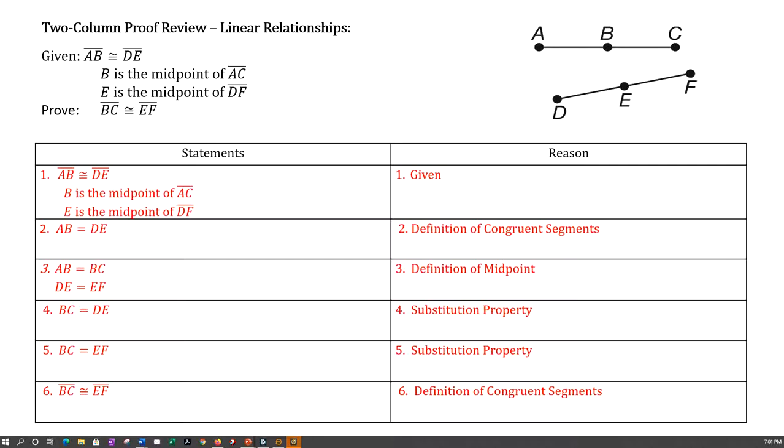So then our next step is the last step. We can say that line segment BC is congruent to line segment EF because of the definition of congruent segments. If 2 segments have the same measurement, then they're congruent.